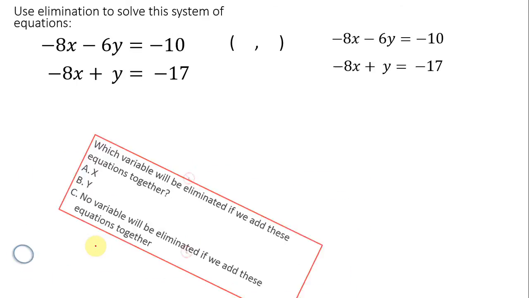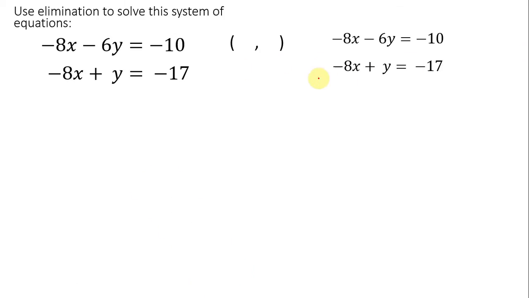If I added these equations up right now, we would notice that -8x plus -8x would give us -16x plus -6y plus +y would give us -5y. And when we add those two, we would get -27. But I still have both variables. The goal of elimination is to eliminate, to get rid of one of the variables so that I can solve for the value of the other one.